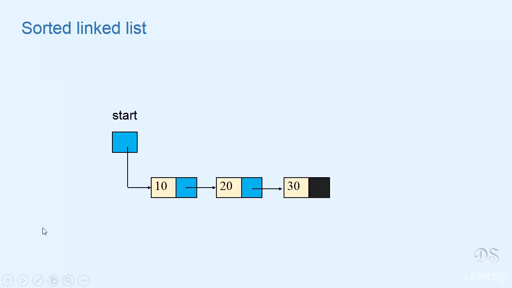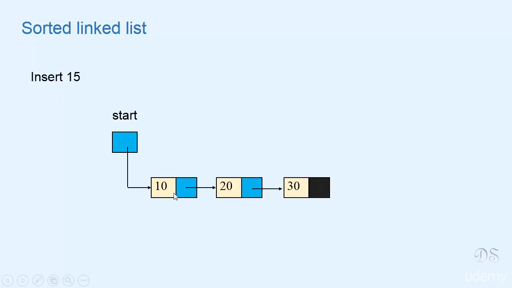Initially the list is empty. We have to insert new node with value 20. It will be inserted as the first node. Now we have to insert 10. 10 is less than 20, so it should be inserted before 20. So it is inserted in the beginning of the list. Now we have to insert 30. It is more than 20, so it will be inserted at the end.